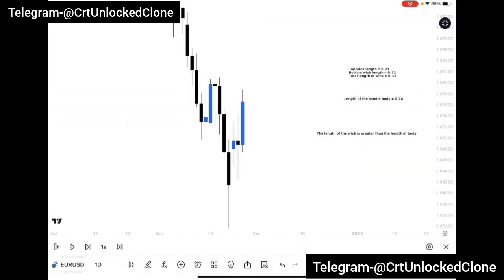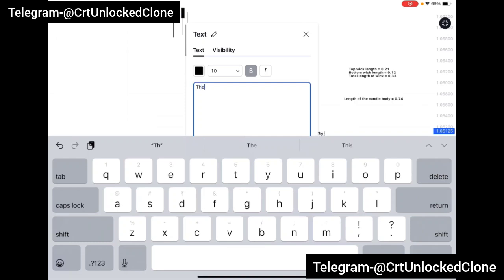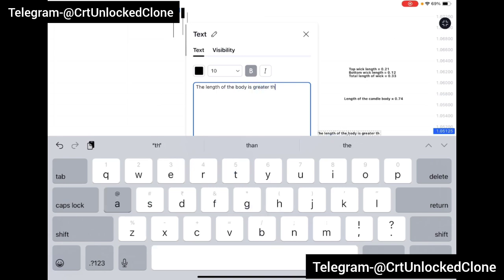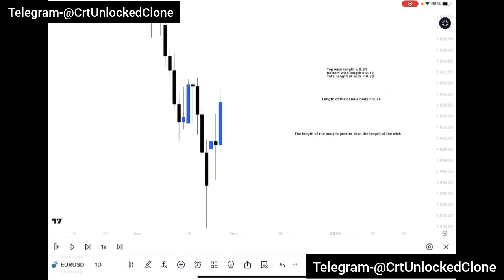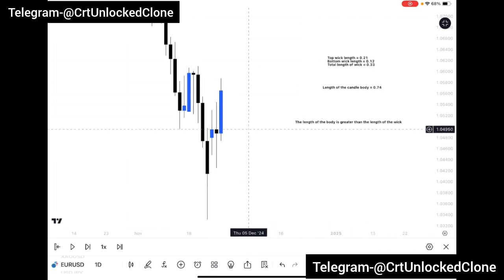So now here, the length of the body is greater than the length of the wick. So from here we can understand clearly that the length of the body is greater than the length of the wick of this particular candle.